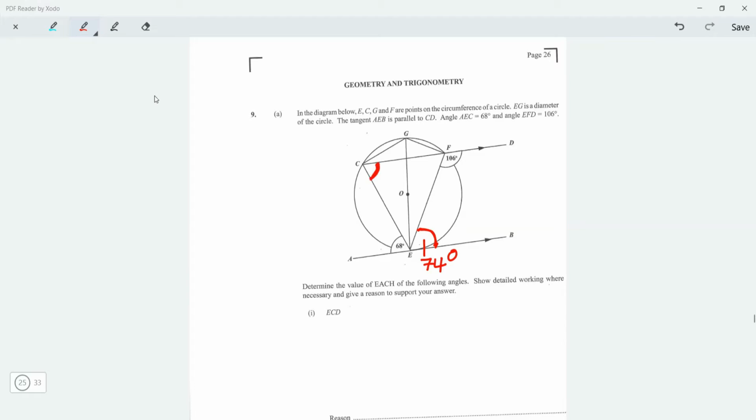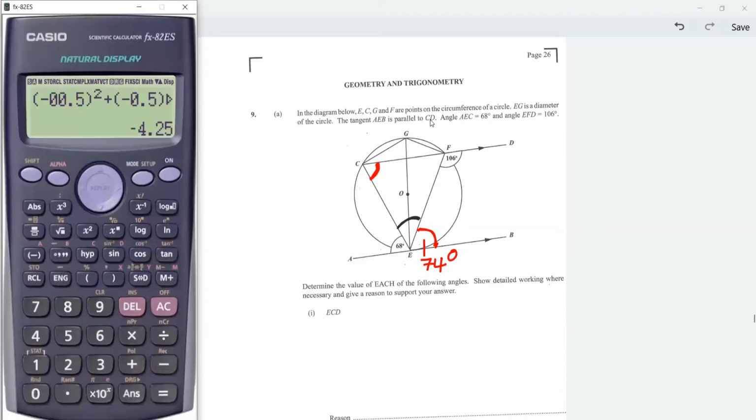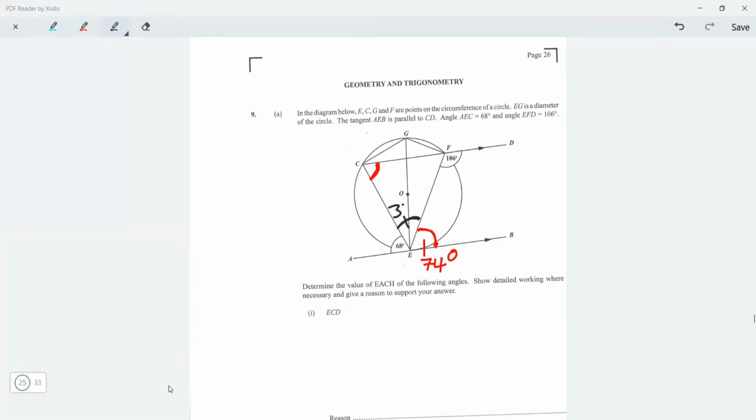Now the first thing is we know that this angle is 74 by co-interior angles. This angle is 68. So what that therefore means is that this angle right here is going to be 180 minus 68 plus 74. Let's put it in our calculator to work it out for us. That angle is 180 minus, in brackets, 68 plus 74. And we work that out, we're getting 38. So this angle in here is 38 degrees.